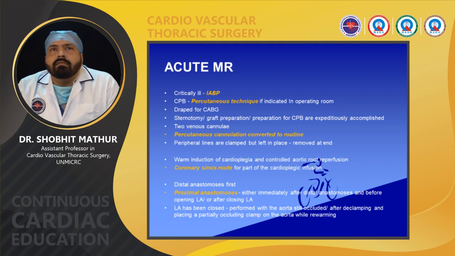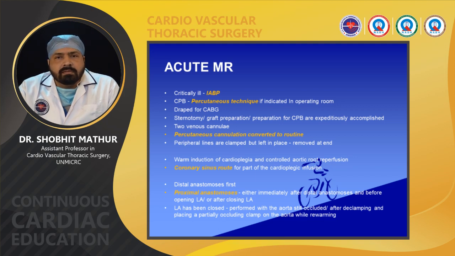So what we have learned here in the treatment of acute MR is that the patient will be very sick. Prompt placement of IABP and prompt initiation of CPB has to be there. If required, initiate percutaneous CPB through the common femoral artery and common femoral vein. Then do a sternotomy, then do a graft preparation, and then we must try to establish routine CPB through central venous cannulation.